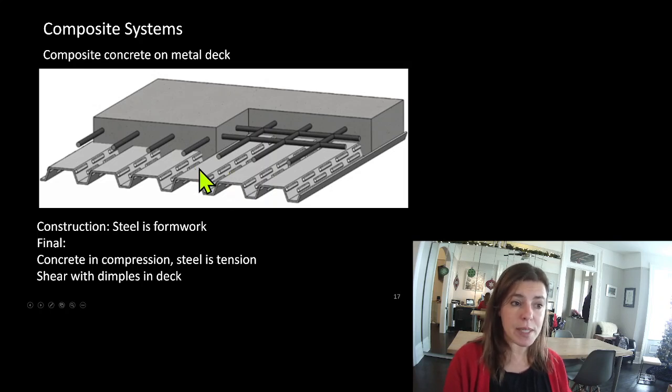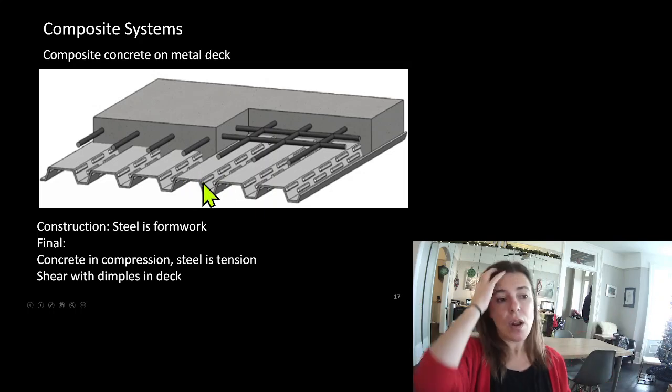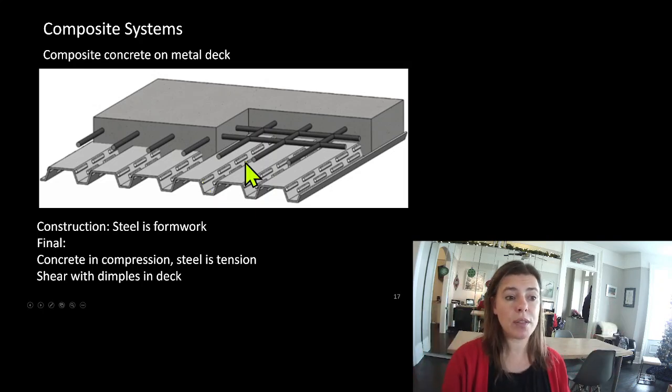How do we make it composite? Well, remember I said way back when, this deck is the same as our normal deck. It's just got these little flutes punched into it. Those are grabbing onto the concrete. So as it bends, those are wedged into the concrete, basically forcing the two things to be composite.